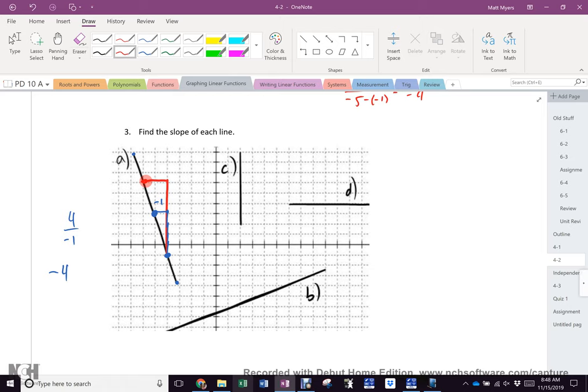What's the slope of C? Should take 1 second. Undefined. What's the slope of D? Zero. Excellent. What's the slope of B?